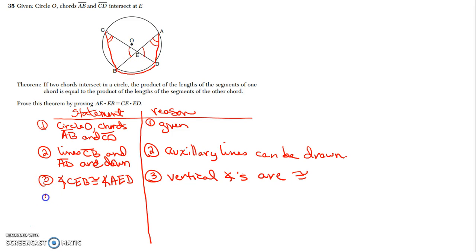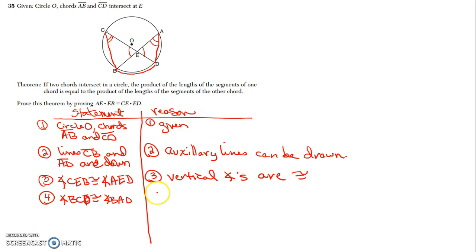The next thing I said was angle C. You can just call it C if you want, or you can call it BCE, is congruent to angle BAD, right? Maybe I'll even make that a D. Doesn't matter. You could even say angle C is congruent to angle A. They'll know what angle you mean. But I'm naming it BCD, congruent to BAD.